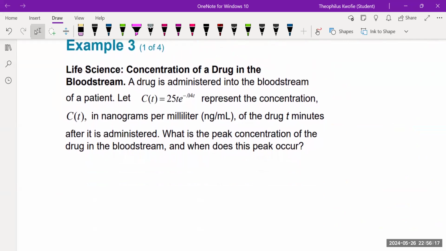So let's move to the last example of the day. Now we are moving into biology, chemistry as well. So very, very important. Let's take note. All right. Now we are in the life sciences. Now we are going to look at the concentration of a drug in the bloodstream.